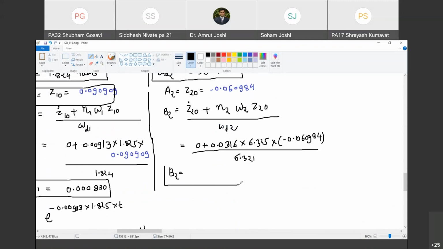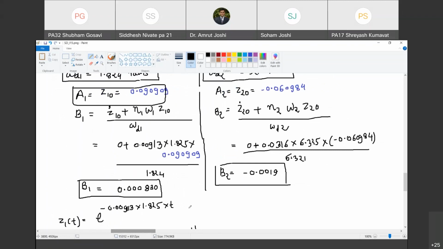Tell me. 0.0316 into 6.325 into 0.060984 divided by 6.321. So I got it as minus 0.0019. Is that right? Okay, great. So A1 is there, now A2 is there. So what are we going to do?